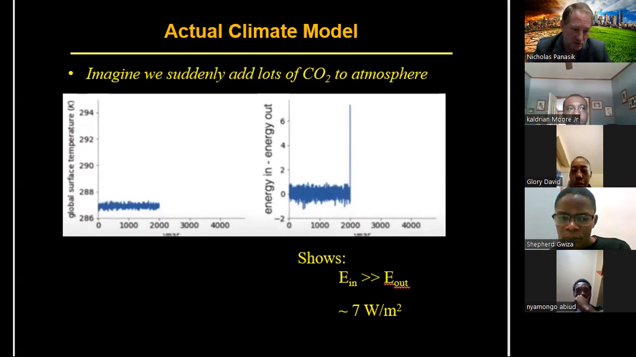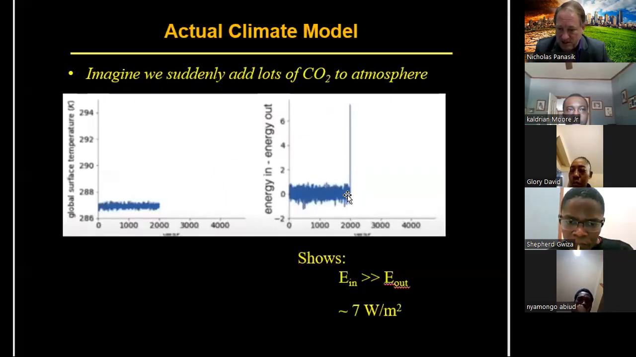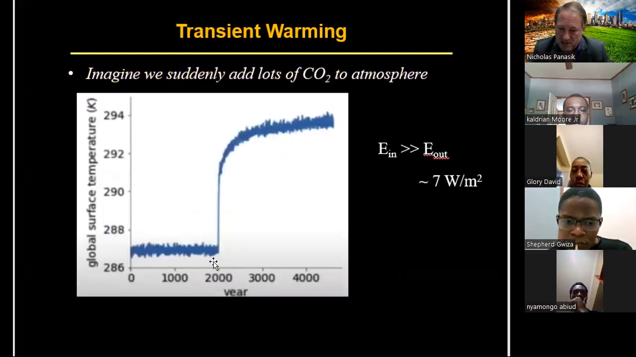So now, what happens to the temperature? And this is what the model shows. We've had constant temperature. Then at the same time, when you have this flux here, year 2000, all of a sudden, this is now when energy in is more than energy out. You see the temperature shoots up very rapidly.